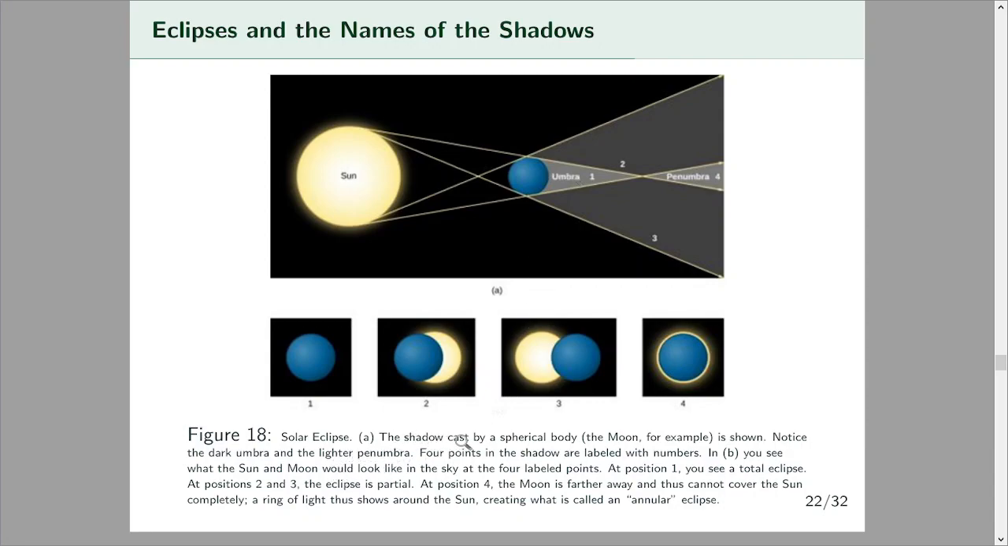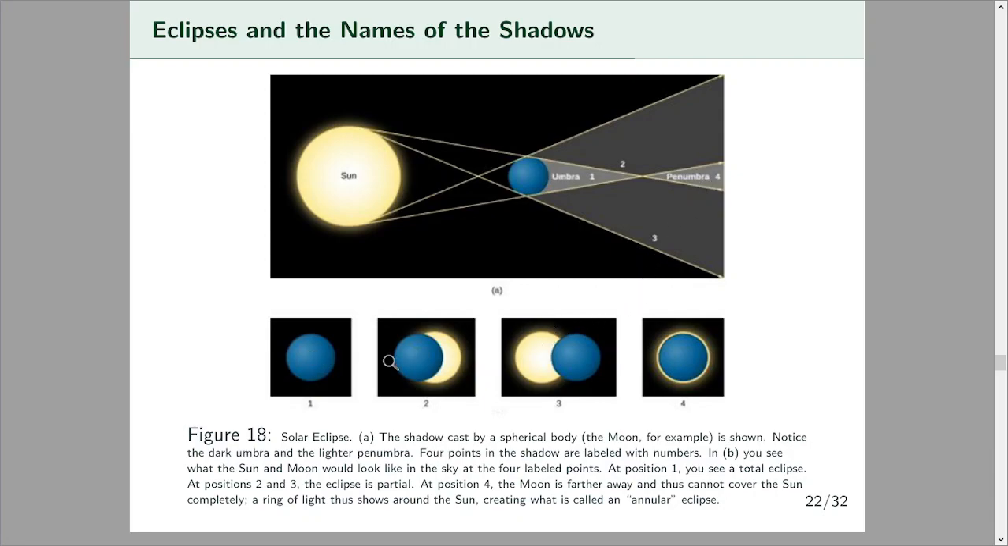So if you look at A, the shadow cast by the spherical body of the moon, for example, is shown. Notice the dark umbra and the lighter penumbra. Four points in the shadow are labeled with numbers. In B, you see what the sun and moon would look like under those points. So at position 1, you would see a total eclipse, right? Because you wouldn't see any of the sun from that spot. At positions 2 and 3, you would see a partial eclipse. You would see part of the sun in these regions, and you're in the penumbra. And then in region 4, you would see what's called an annular eclipse.